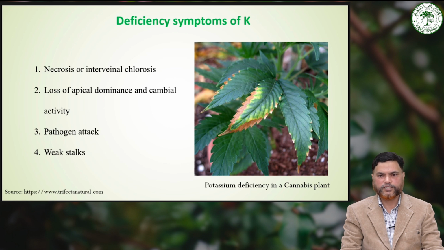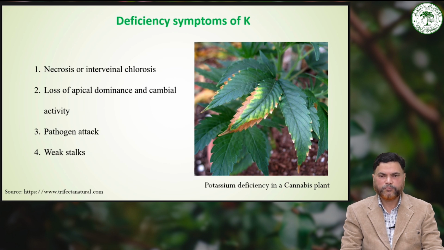So, basically the deficiency symptom of potassium first manifests in the older leaves, not in the younger leaves, because of the redistribution of potassium. The deficiency symptoms of potassium include necrosis or interveinal chlorosis, scorched leaf tips as you see in the figure of the cannabis plant, and short nodes. So, internodes become very short and it develops necrosis and interveinal chlorosis.